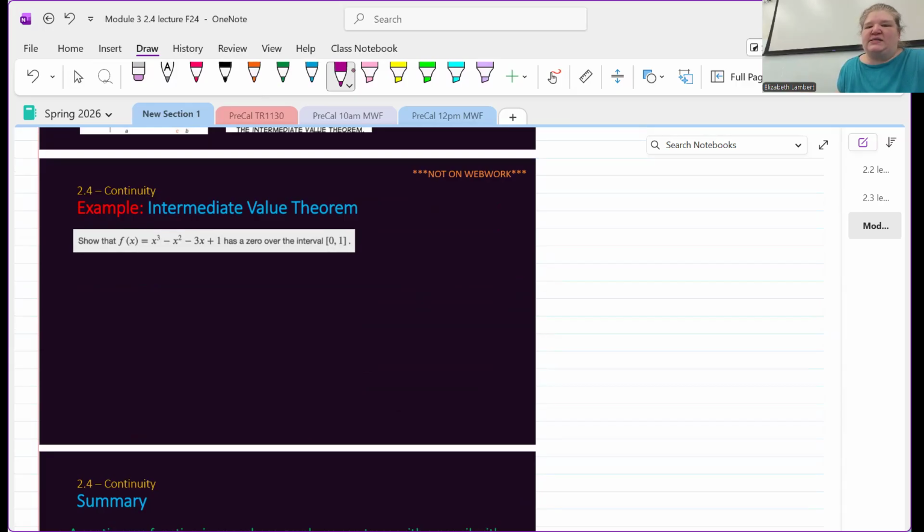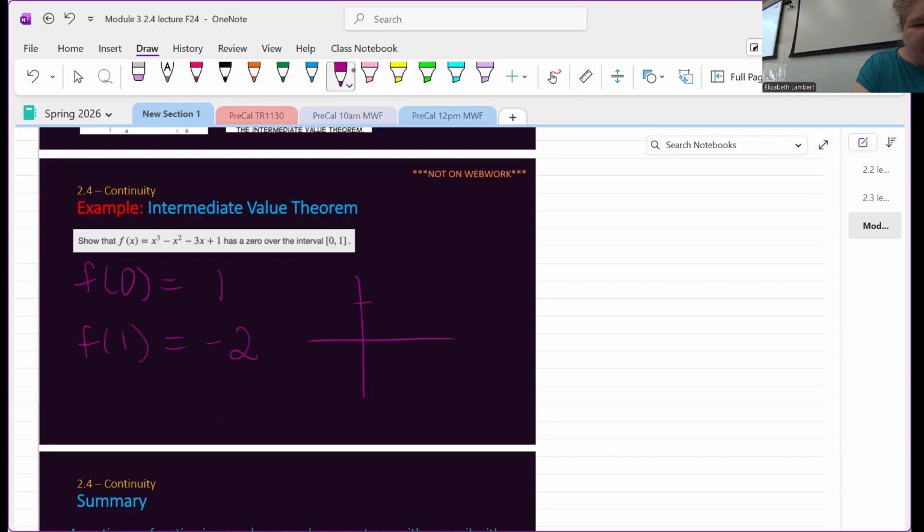But if my question was, between the interval from 0 to 1, does that graph cross the axis? So if I plug in 0, I'm going to get 1. If I plug in 1, 1 minus 1 is 0, minus 3 is -3, plus 1 is -2. So I'm going from 1 to -2. So somewhere in there, I have to cross the x-axis.